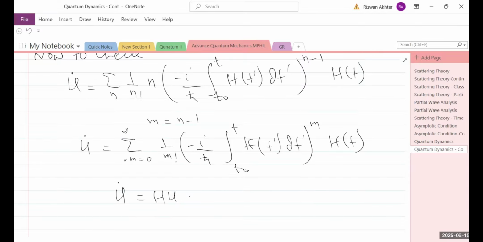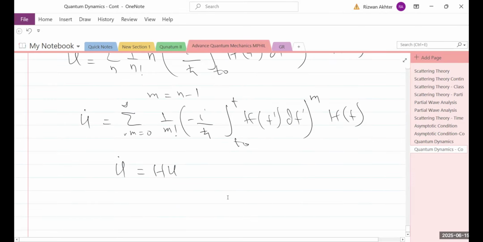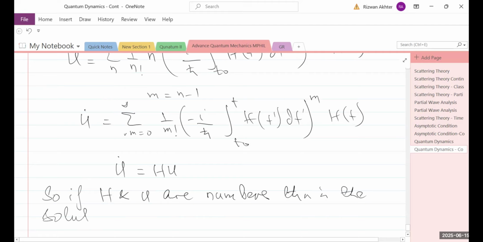So ये चीज जो आपके पास आ रही है, this is only true if h and u we have taken as numbers. So we emphasize here: if h and u are numbers rather than operators or matrices, this is the solution of the differential equation.